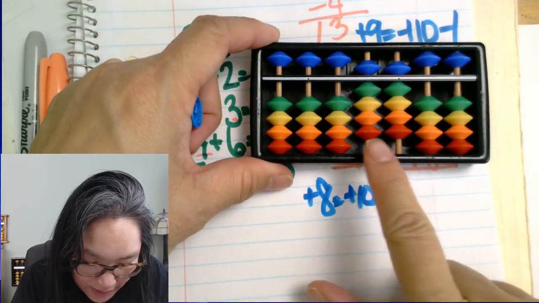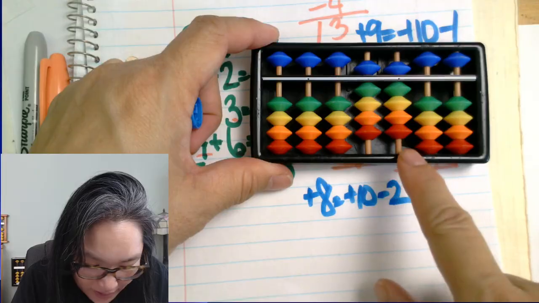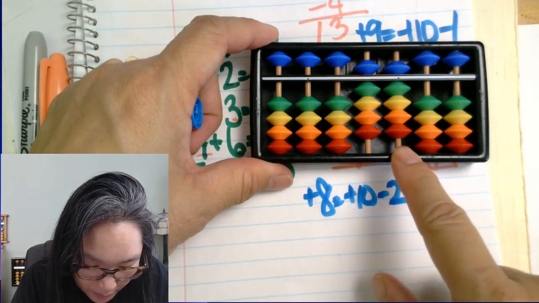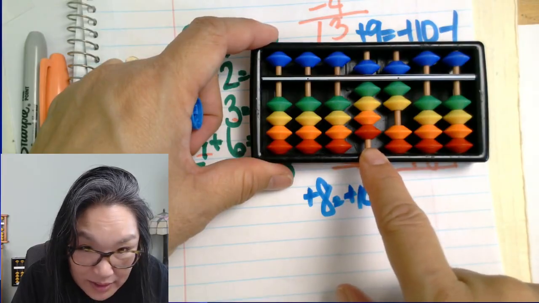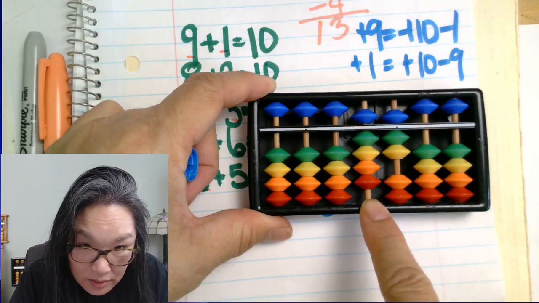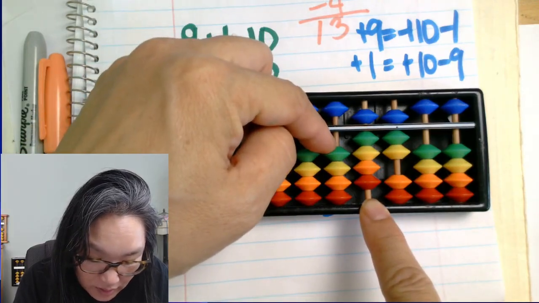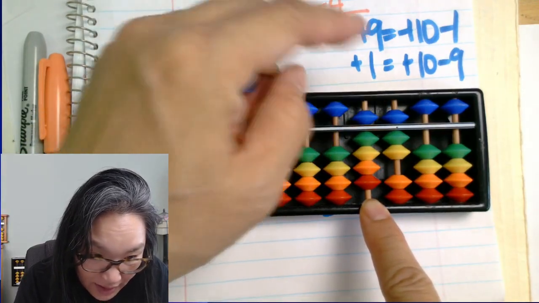So I'm going to plus the 10 minus the 2. Well, I'm going to take away the 2 first, because that's what I remember. And I need to plus the 10. There's not enough beads to plus the 10. I know this. I can plus the 1, plus the 10, minus the 9.